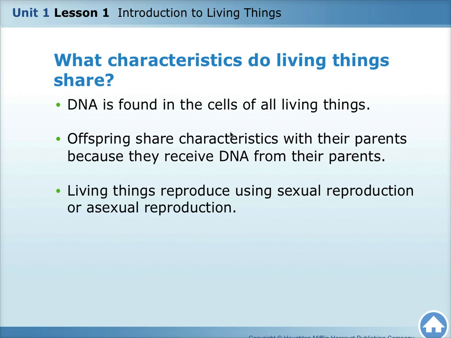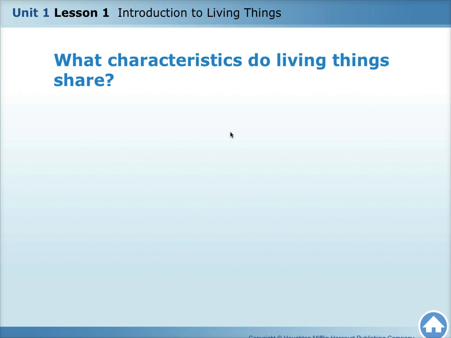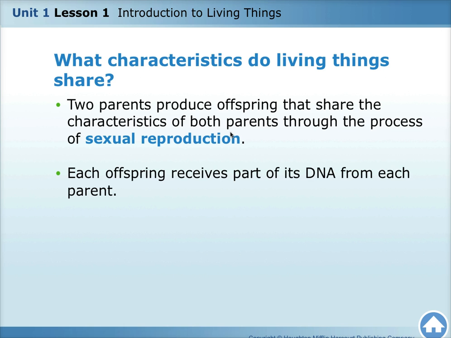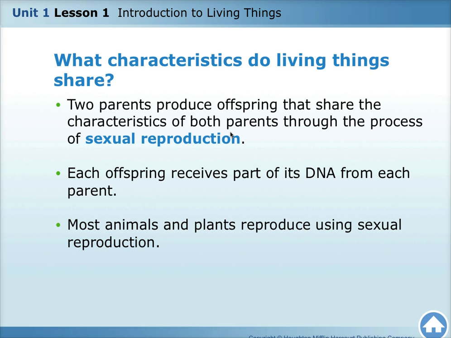Living things reproduce using sexual reproduction or asexual reproduction. 2 parents produce offspring that share the characteristics of both parents through a process called sexual reproduction. Each offspring receives part of its DNA from each parent. If you're following along, I'm on page 8 in your textbook. Most animals and plants reproduce using sexual reproduction.